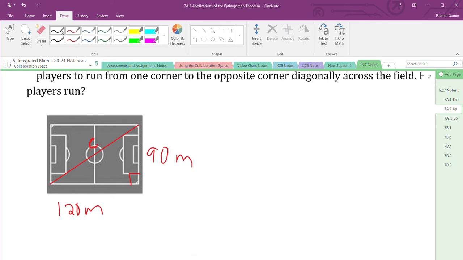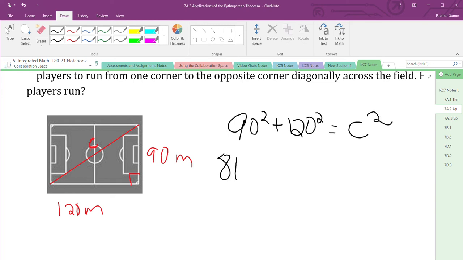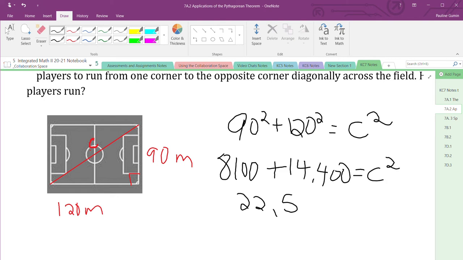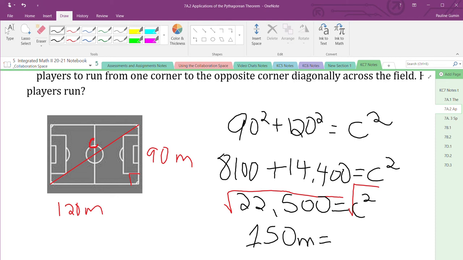How convenient. Let's solve. All right, so we have 90 squared, because that's one of my legs, plus 120 squared, that's the second of my legs, equals c squared, which is our hypotenuse. Right, so 8100 plus 14,400 equals c squared. Let's add them. That's 22,500. And to get rid of that square, we're going to have to square root both sides. And I get 150 meters for my hypotenuse.